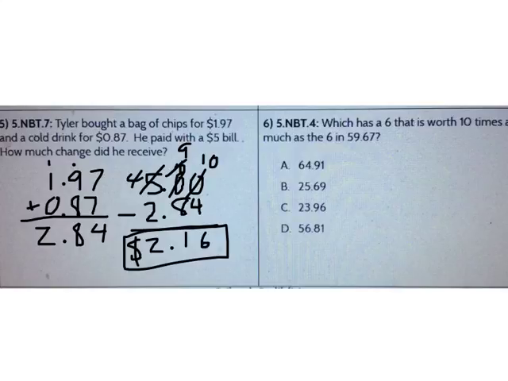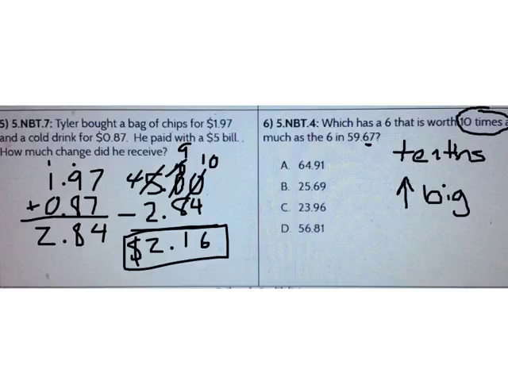Let's do another. Which has a 6 that is worth 10 times as much as the 6 in 59 and 67 hundredths? First, what place is the 6 in 59 and 67 hundredths? It's in the tenths place. I'm looking for a 6 worth 10 times as much. If it's worth 10 times as much, is it bigger or smaller? It's bigger.